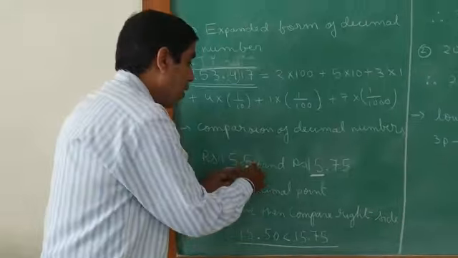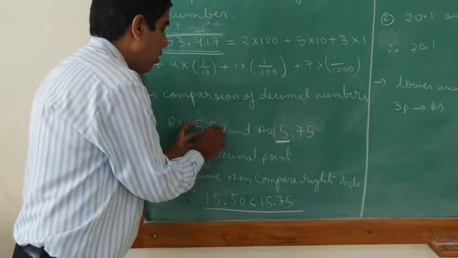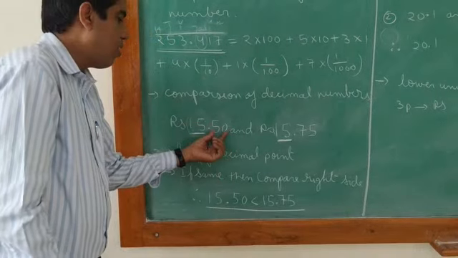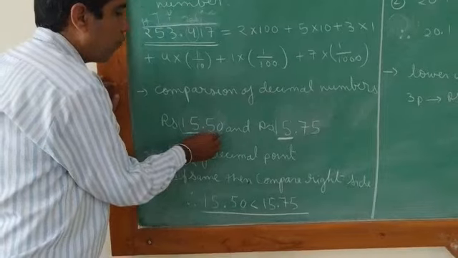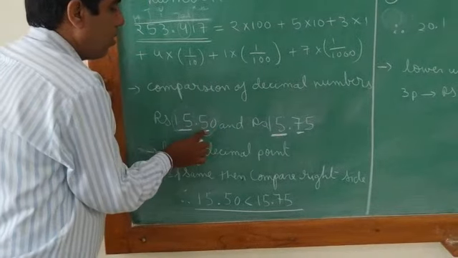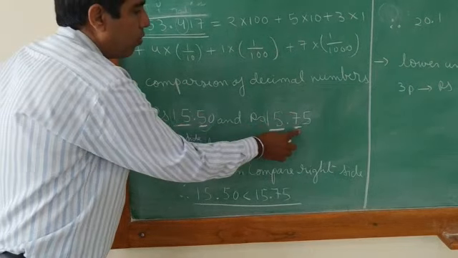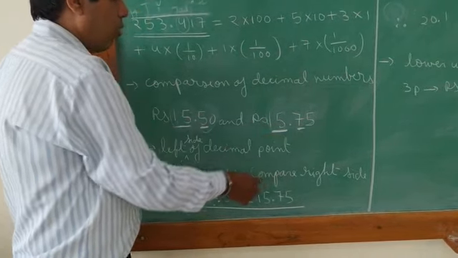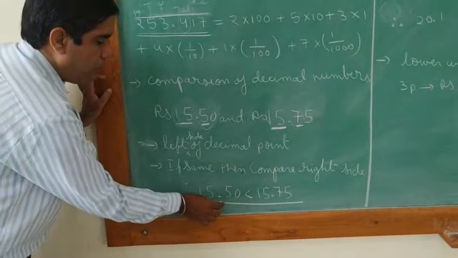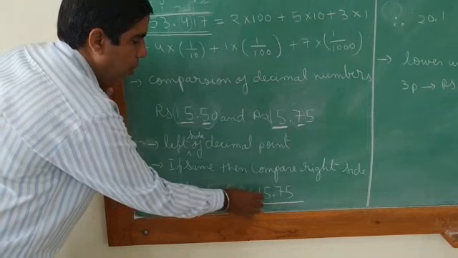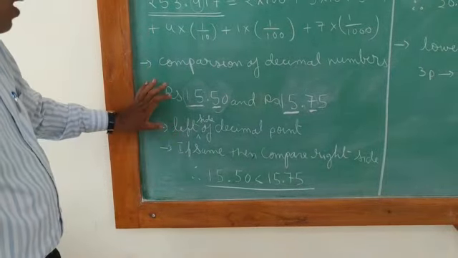Then afterward we will see the second part, after the decimal. Here it is 50, here it is 75. Then we will see the place value. Here it is 5, here it is 7. On this place it is 5, and at the same place value here it is 7. So you can see 7 is greater. So I wrote here that 15.50 is smaller than 15.75. I think this concept is clear to you.